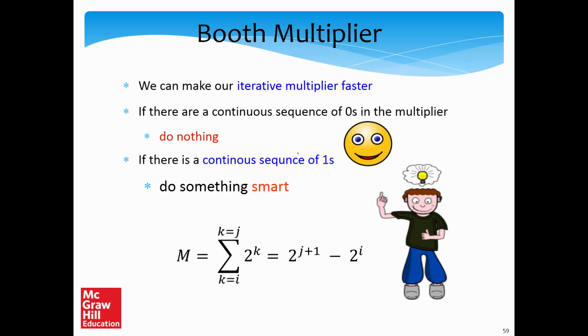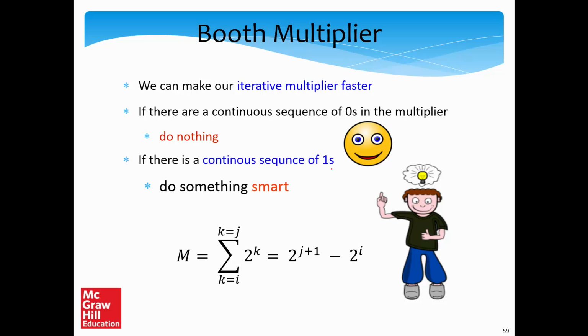Given the fact that we have seen this iterative multiplier, can we make it a little bit faster? Maybe if not asymptotically faster, at least faster in practice. It turns out that we can make our iterative multiplier faster. If there is a continuous sequence of zeros in the multiplier, we do nothing, which is very good for us. So there is no addition or subtraction involved.